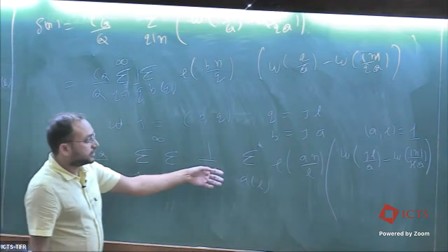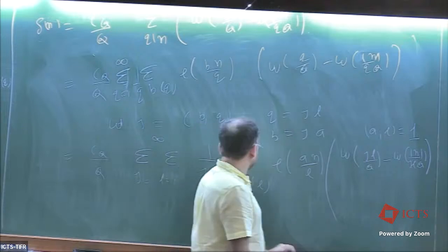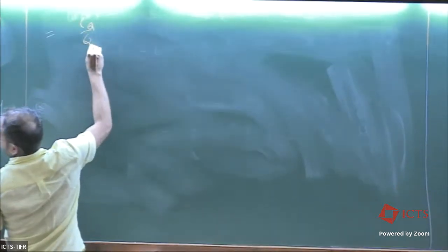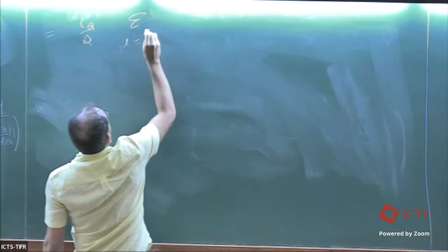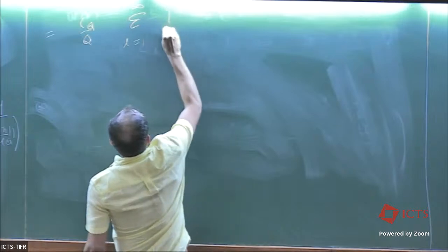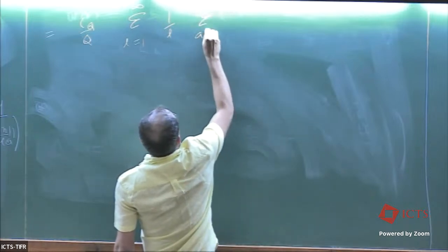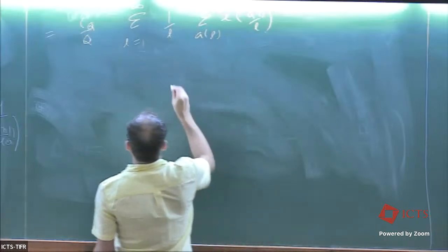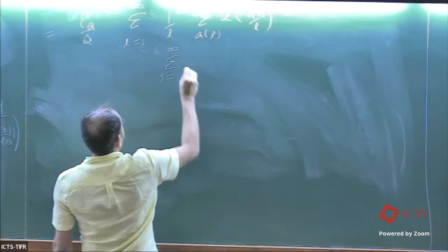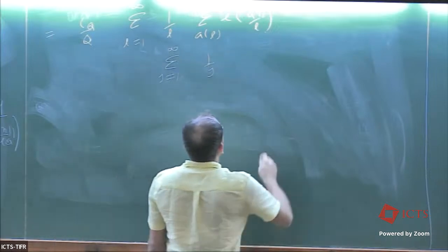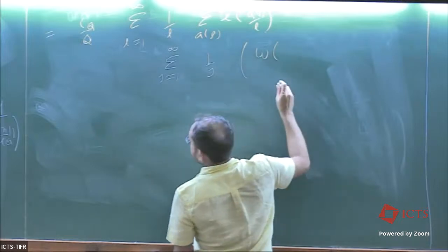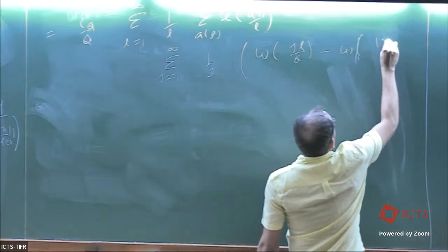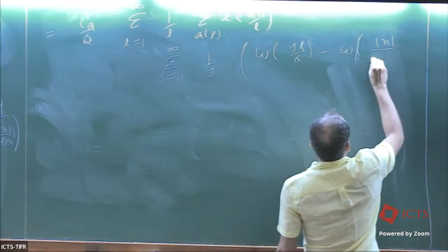The GCD terms on average behave like 1, so I will take the J sum inside. That one I will write as c_q by q, summation L from 1 to infinity, 1 by L, and summation of a modulo L star, e of an by L, and take the J sum inside, summation J from 1 to infinity, 1 by J, w of Jn by q minus w of modulus of n by JLq.